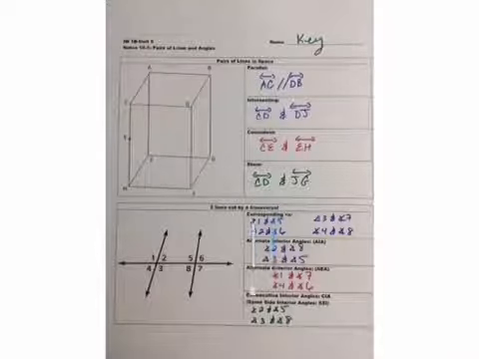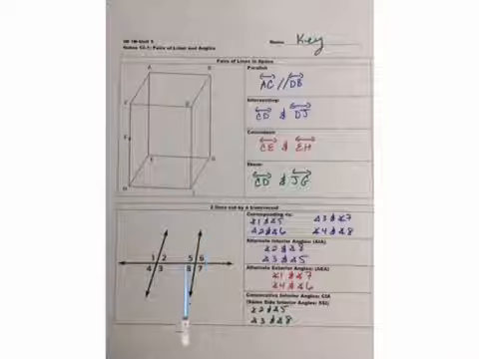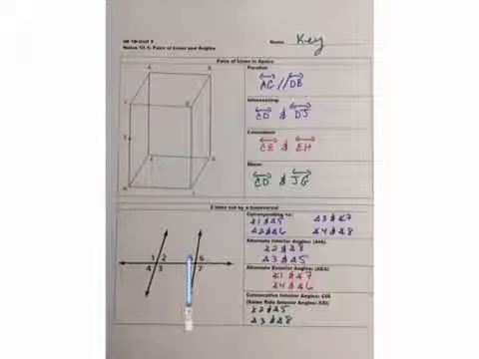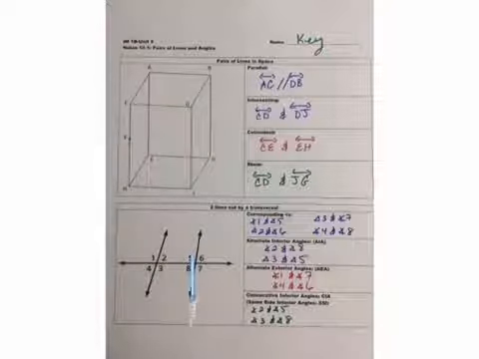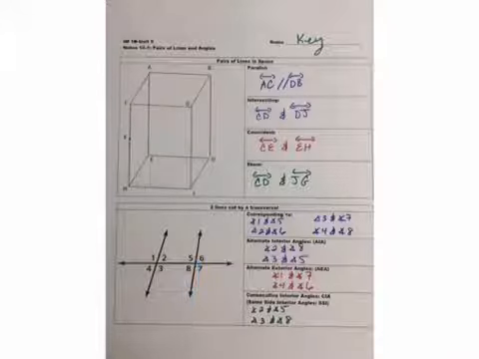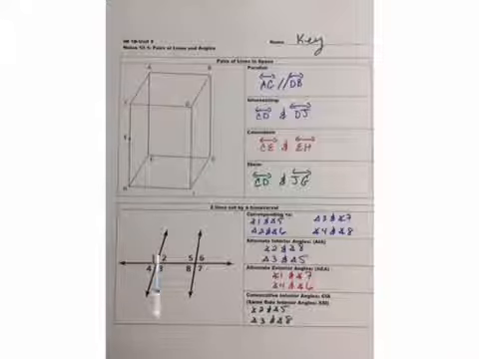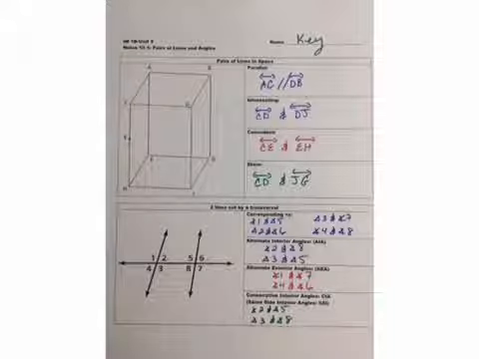We get angles that are called corresponding. These are angles that are in the exact same position in this set of 4 and in this set of 4. So angle 1 and angle 5, they're both in the upper left. Angle 2 and angle 6, they're both upper right. Angle 4 and angle 8, they're both lower left. Angle 3 and angle 7, they're both lower right. So they have to be in the exact same position, and those are called corresponding.